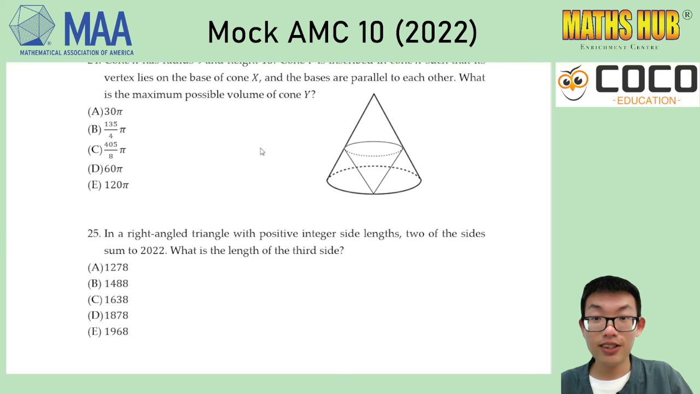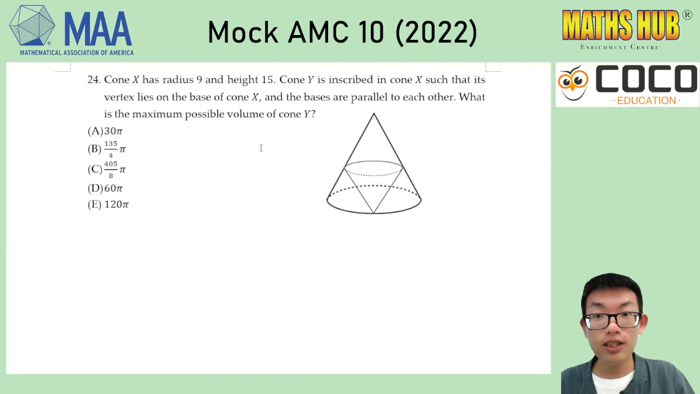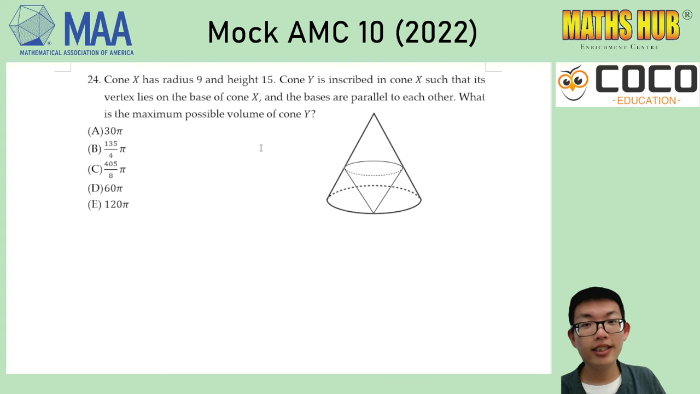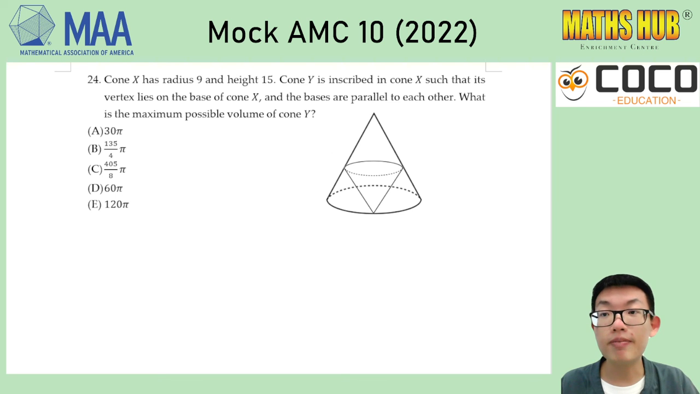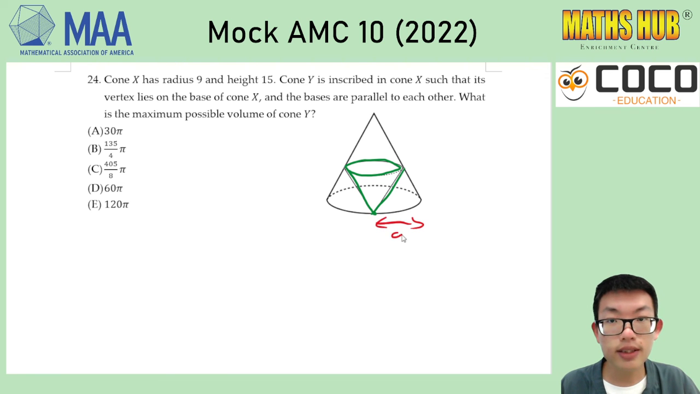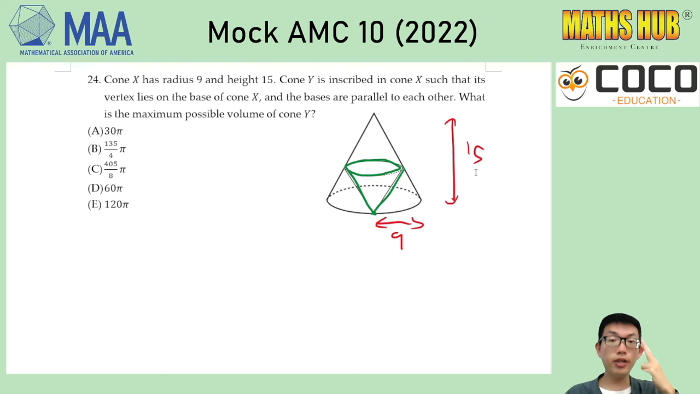Question 24. Cone X has radius 9 and height 15. Cone Y is inscribed in cone X such that its vertex lies on the base of cone X and the bases are parallel to each other. So this smaller one's cone Y and the bigger one's cone X. You know that the radius is 9, the height is 15. What's the maximum possible volume of cone Y?